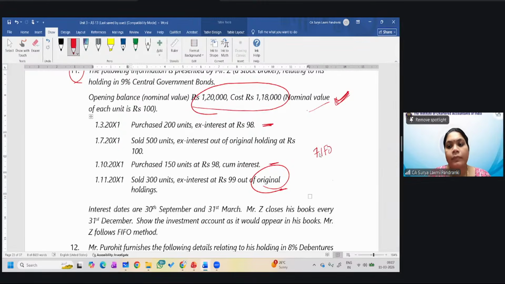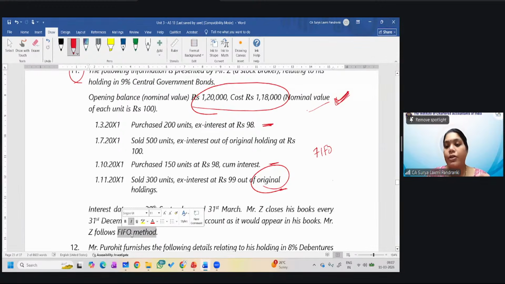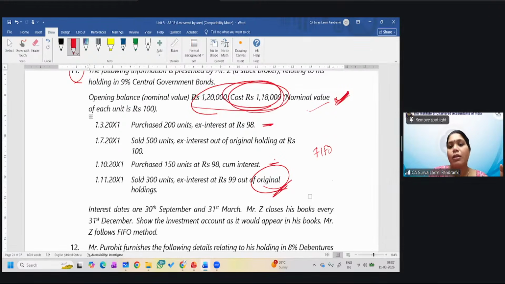Yes, ma'am, clear. Okay. Now, interest dates are also given to you. Interest is paid twice, on 30th September and 31st March. Mr. Z closes his books every 31st December. They're asking you to show the investment account as it would appear in his books of accounts, following the FIFO method. If he did not mention this, someone was asking which method to use, they will mostly mention FIFO or a weighted average cost method. Even if FIFO was not mentioned in this question, we would still pick it from here only. Why? Because they told original holdings. If that was not mentioned, then FIFO will make sense, but they already mentioned it twice, so it is more clear that you have to pick it from this lot only.